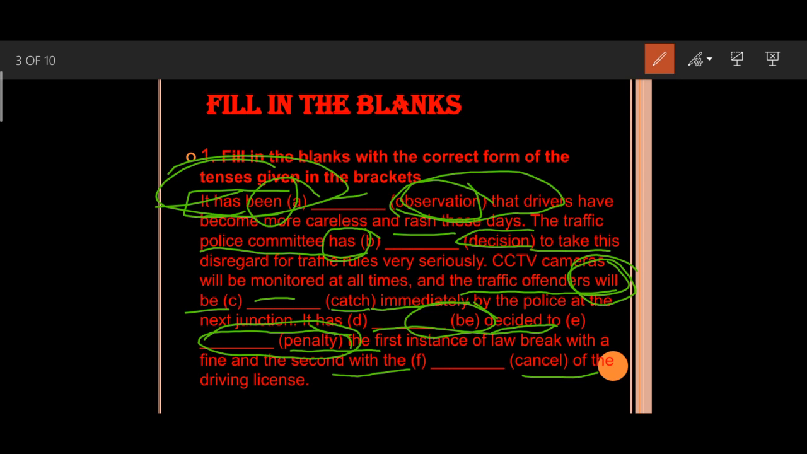So let's read the entire line just to make sure that we are doing it right. Let's go forward from the first instance of law break with a fine, and second with the cancellation of the driving license. So this has not happened yet. It has not happened. If he is caught, if anyone has been caught, he will be penalized and he will also be charged with a fine with the cancellation of the driving license. So it makes sense right now, right?